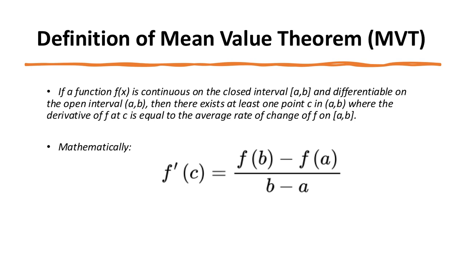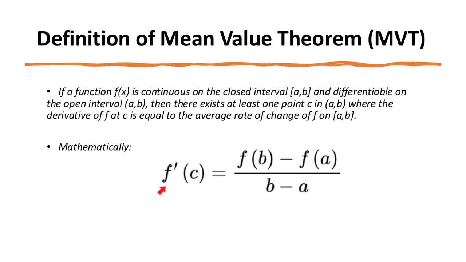The theorem says if a function f of x is continuous on the closed interval a to b, where a and b are real numbers, and differentiable on the open interval a to b, the same interval but now it's open, then there exists at least one point c in the open interval a to b where the derivative of f at c is equal to the average rate of change of f on the closed interval a to b.